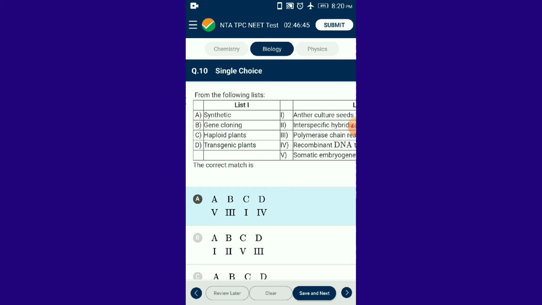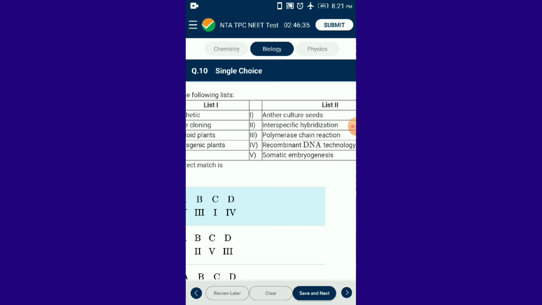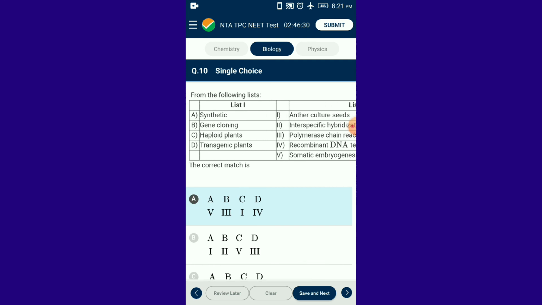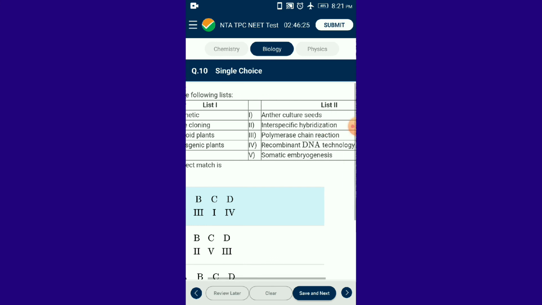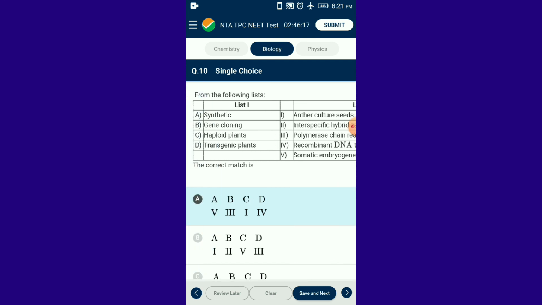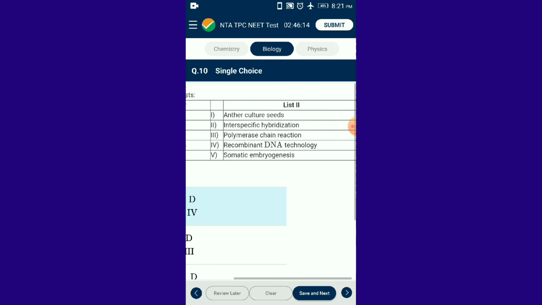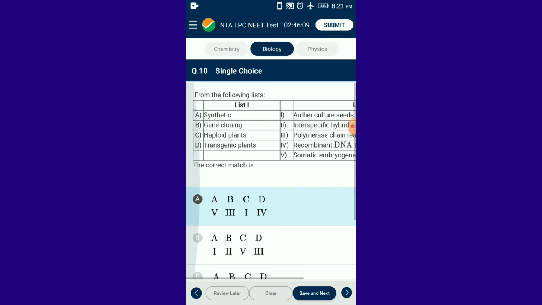Somatic embryogenesis is involved and is the best choice in the production of artificial seeds. Gene cloning is a process of gene amplification which can be done by performing a polymerase chain reaction. Anther culture is an in vitro plant tissue culture technique used to develop haploid plantlets either through organogenesis or embryogenesis. Recombinant DNA technology is used in the production of transgenic plants. So the correctly matching option is option A.